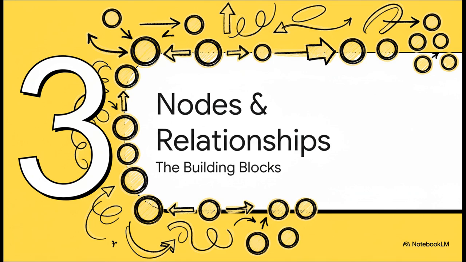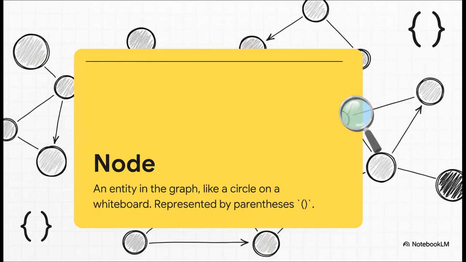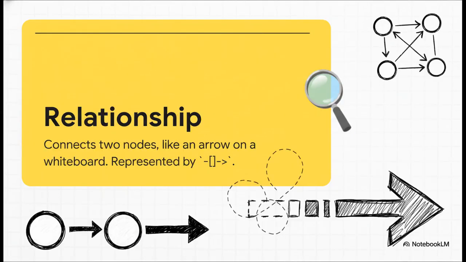So how does this ASCII art actually work? You're gonna love this. It all boils down to just two super simple building blocks: nodes and relationships. That's it. Your circles and your arrows. First up, we have the node. This is just a thing, an entity. On our whiteboard, it's the circle. In Cypher, you just represent it with a pair of parentheses. That's a node. Simple as that. And second, you have the relationship. This is the connector. It's the line, the arrow you draw from one circle to another on the whiteboard. And in Cypher, well, it looks just like a little arrow made out of text.